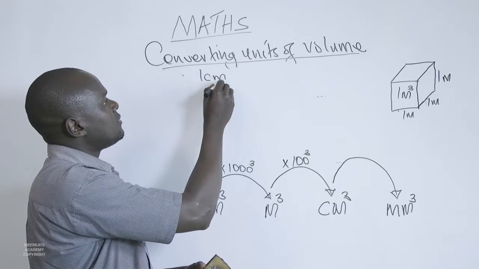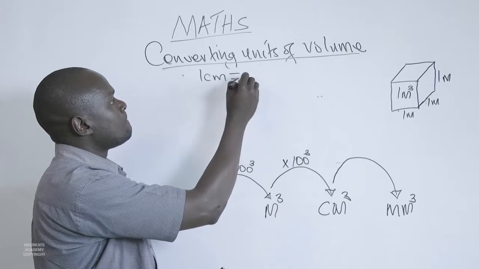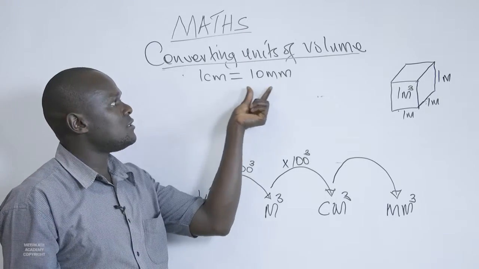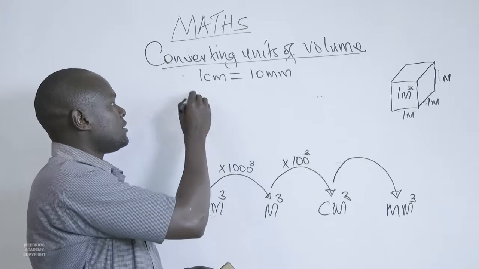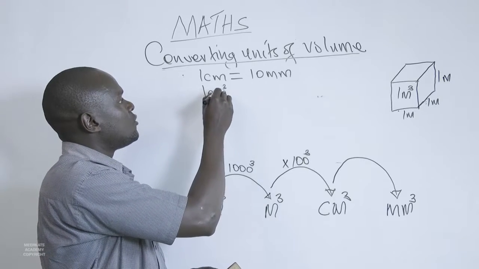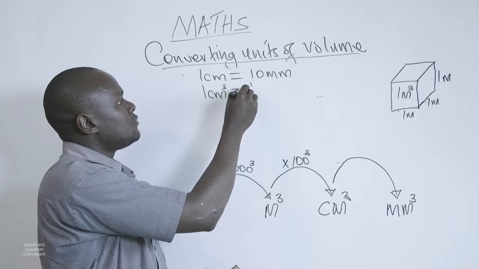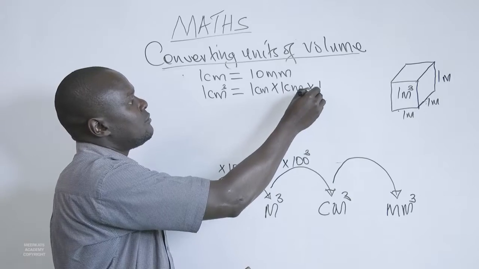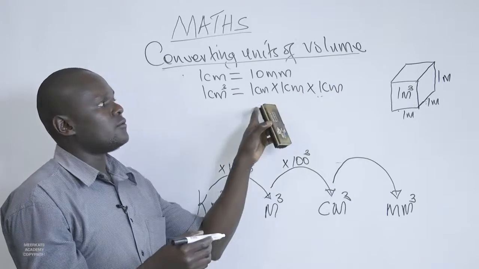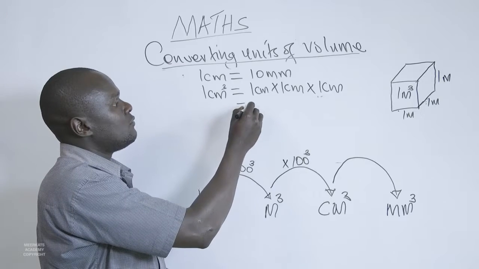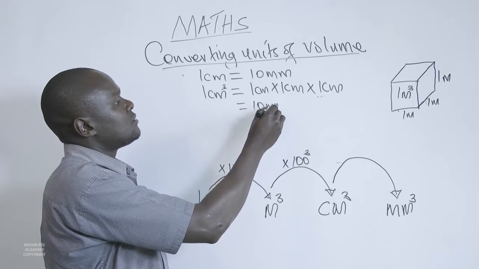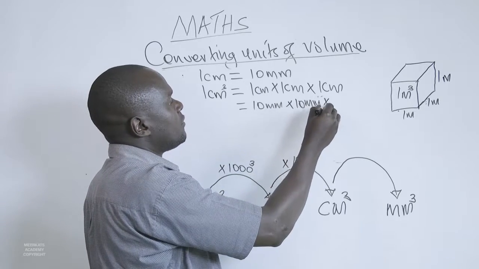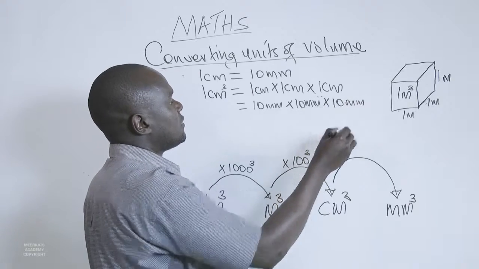We know that 1 centimeter is equivalent to 10 millimeters. So if we were to have 1 cubic centimeter, this will be equivalent to 1 centimeter multiplied by 1 centimeter multiplied by another centimeter. And we can convert this to millimeters. This will be equivalent to 10 millimeters multiplied by 10 millimeters multiplied by 10 millimeters.